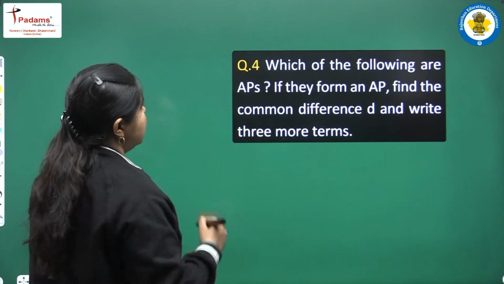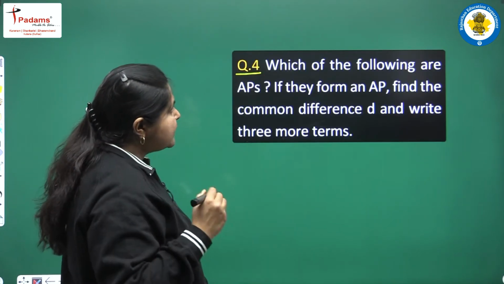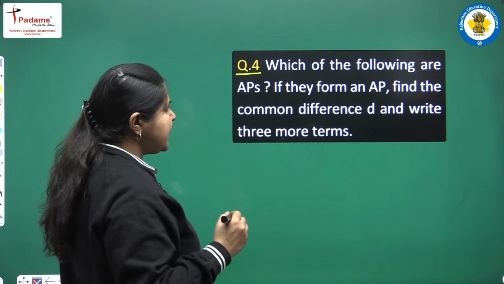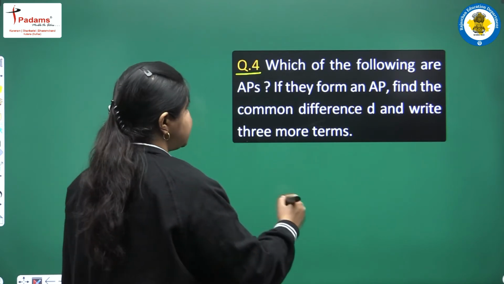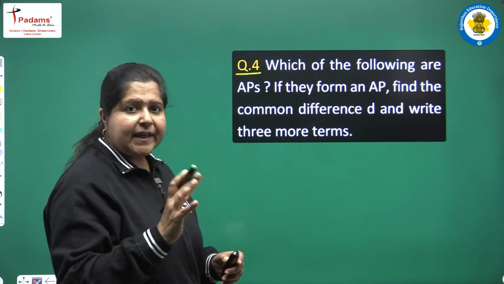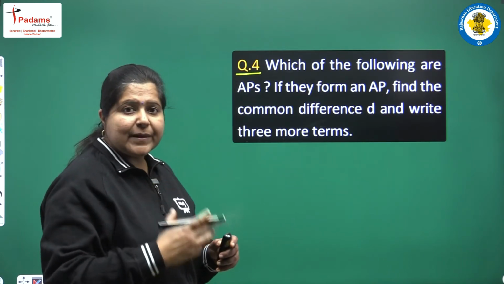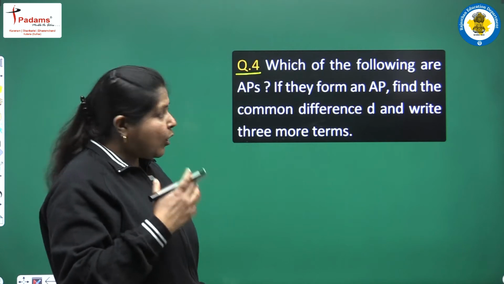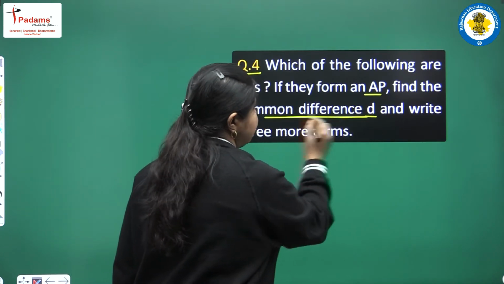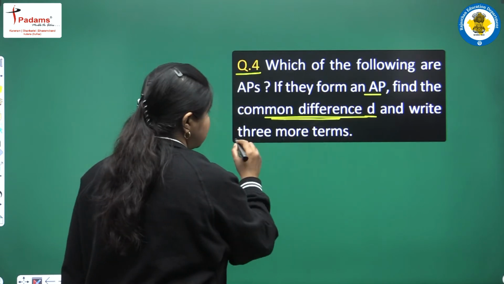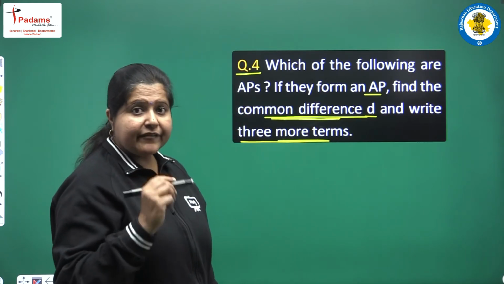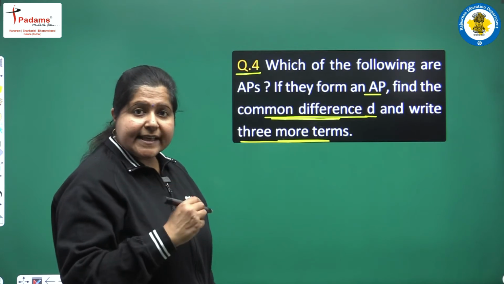Next we have question number 4. Which of the following are APs? If they form an AP, find the common difference d and write 3 more terms. Now we have been given some lists of numbers and it is not told that they are APs. We have to check whether they are arithmetic progressions or not, and if they are, we also have to find the common difference d, and also write 3 more terms that come next. So how to check whether a given list of numbers is an AP or not?